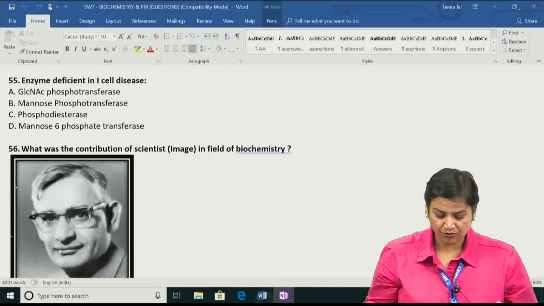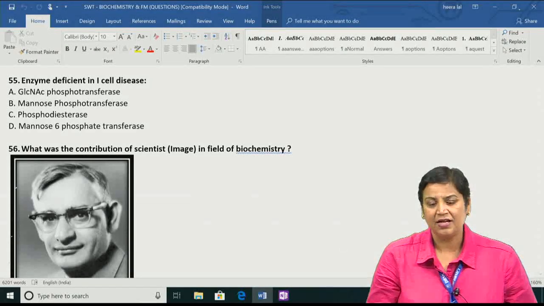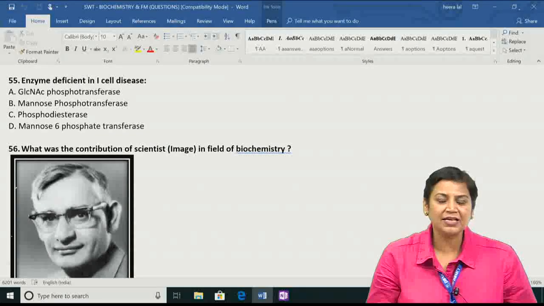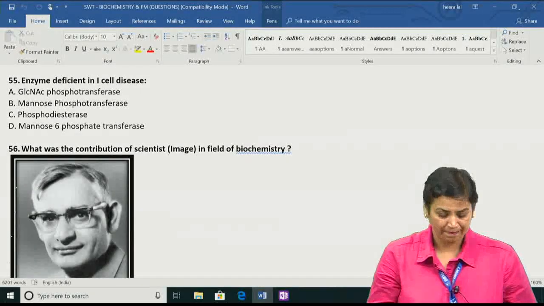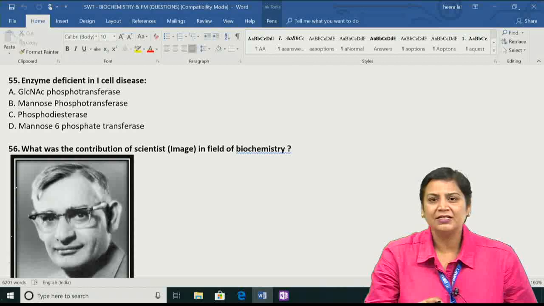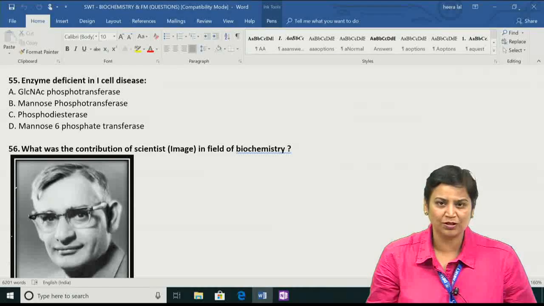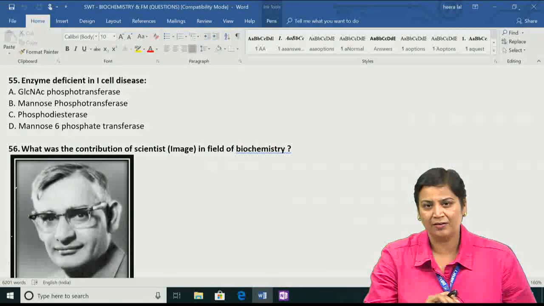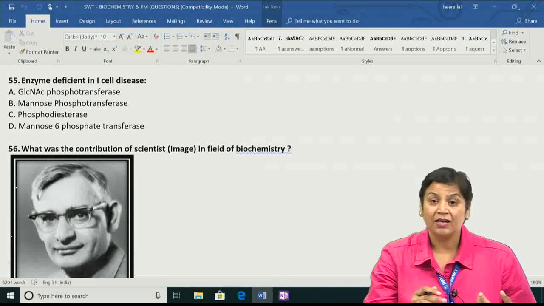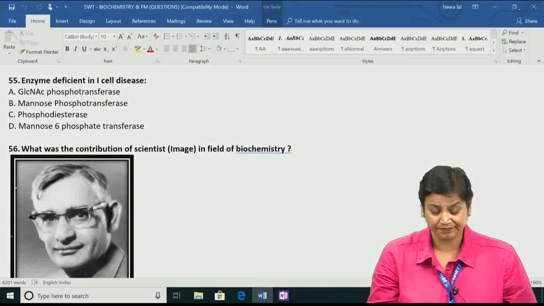Now let's switch over to the next question. Question number 55, enzyme deficient in I-cell disease. This is nothing but an example of mucolipidosis 2. And the deficient enzyme here is N-acetylglucosamine phosphotransferase. And the options are, yes, the answer is A. This is again a lysosomal storage disorder. And all of you know that the Golgi apparatus is required here, because glycosylation, the transfer, basically occurs in the Golgi bodies. So the answer is A.